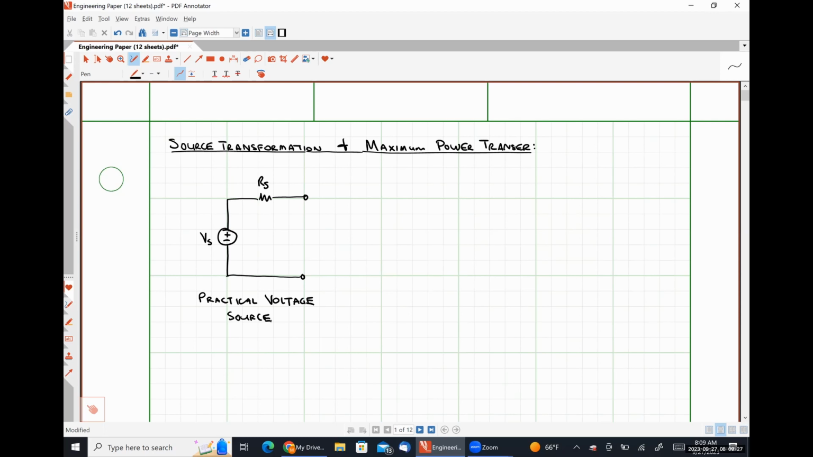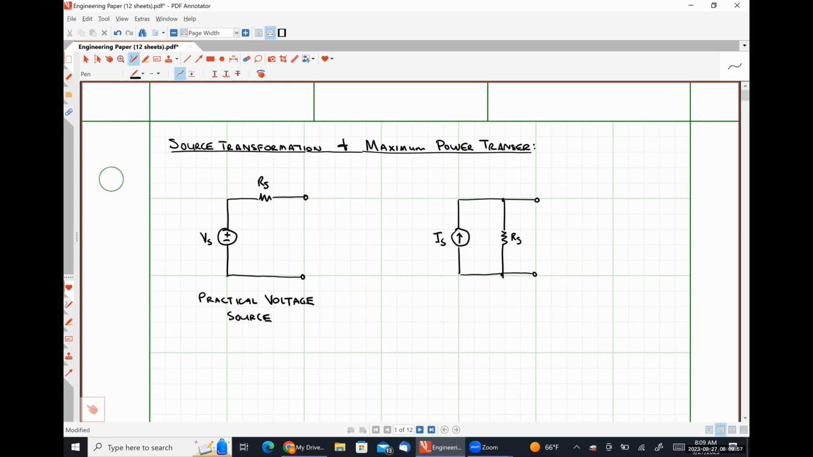Okay. Now, on the flip side of things, we have a practical current source, which contains an ideal current source Is connected in parallel with some resistance Rs, like so. Okay.